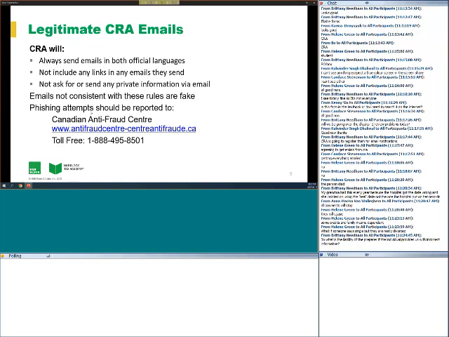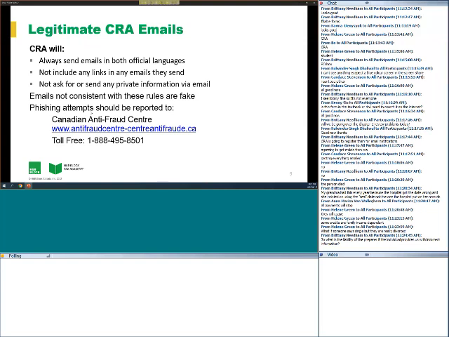And if you do find that there is a fake email, the CRA would be very happy if you would report it to the anti-fraud center so that they can try to track down the person who is doing that and stop them. Of course, it's really hard to do. Many people are out of the country, and a lot of these fraudulent scam things will show up all the time.